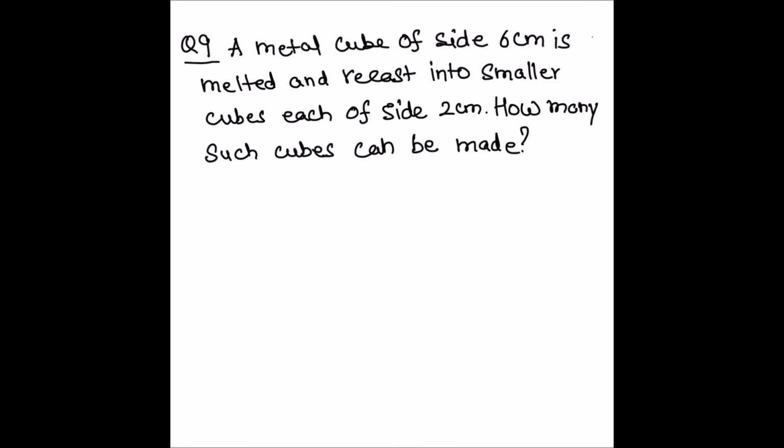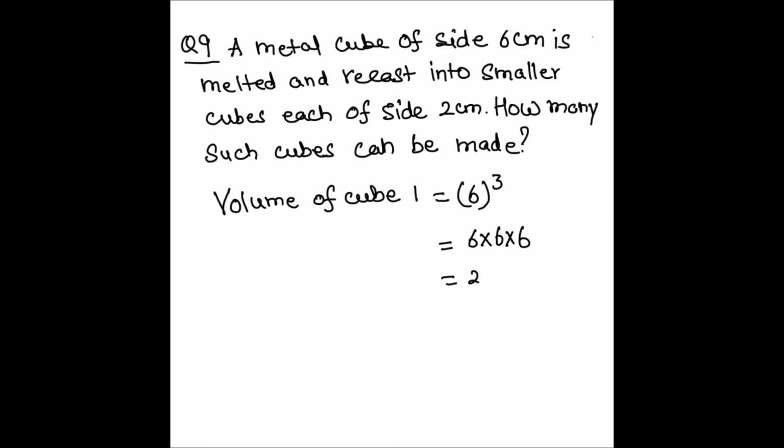So first we'll find the volume of cube 1. Let's name it as cube 1, which is 6 cube equals 6 times 6 times 6, which equals 216 cubic centimeter. This we can name as volume 1, volume of big cube.